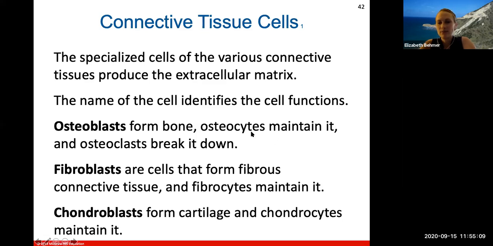So if a word ends in cyte, like osteocyte, fibrocyte, chondrocyte, those will maintain the tissue that they're in. A blast word will build or form the tissue that they're in. And osteoclasts will break bone down specifically. So blasts will build, clasts will break it down, and a cyte word is just a mature or maintenance word. Hopefully that'll make sense. I don't know, that helped me learn them.